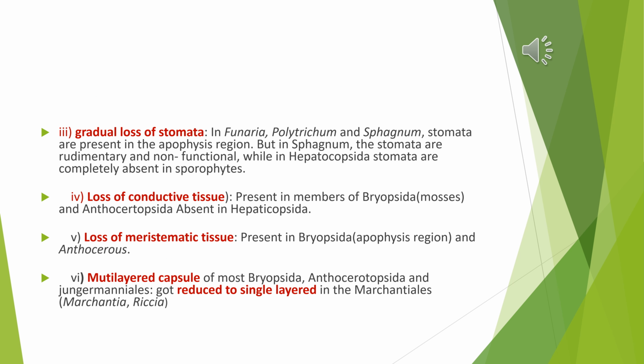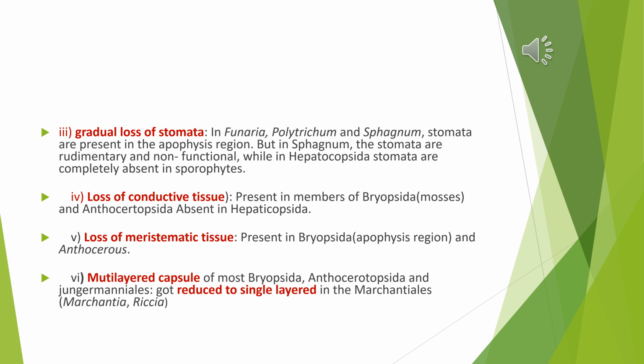3. Gradual loss of stomata. In Funaria, Polytrichum and Sphagnum, stomata are present in the apophysis region, but in Sphagnum the stomata are rudimentary and non-functional, while in Hepaticopsida stomata are completely absent in sporophytes. Next, loss of conductive tissue. Conductive tissue is present in members of Bryopsida and Anthocerotopsida, but it is absent in Hepaticopsida.